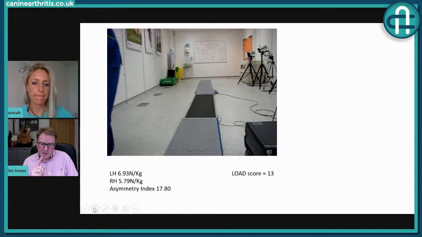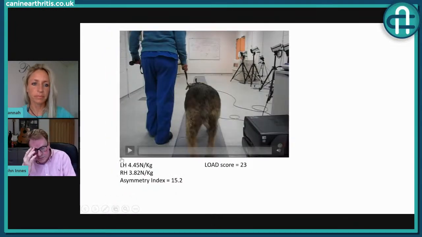So you have to measure each limb individually, and you can see this dog, if we do that, we can then derive what's called an asymmetry index for its hind limbs. And the asymmetry index for this dog was 17.8. So that's essentially telling us that it's lame because it's putting less force through the right hind limb compared to the left hind limb. And this dog's owner has completed the LOAD questionnaire, and it's got a LOAD score of 13. And you've all seen the dog walk up and down the runway. So try and remember those figures. Asymmetry index was 17.8, LOAD score of 13. We'll then go on to the next slide, and we'll watch this dog.